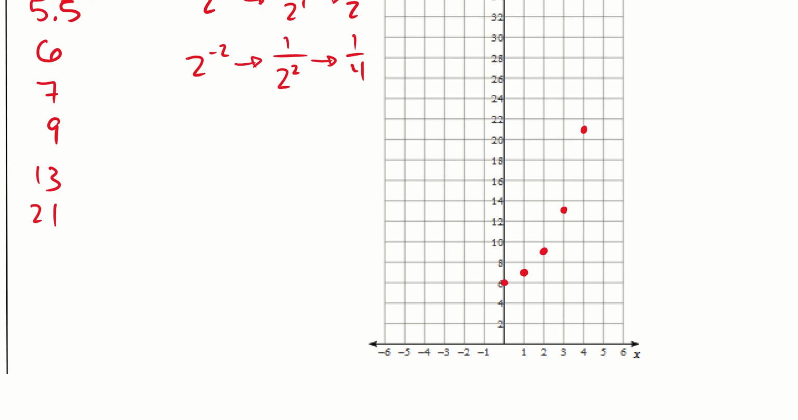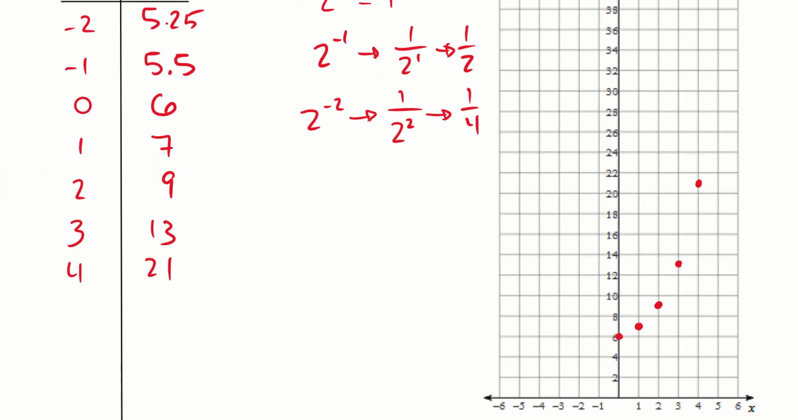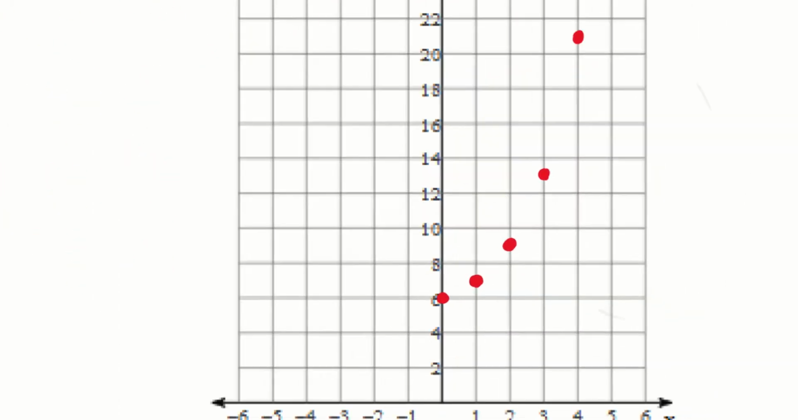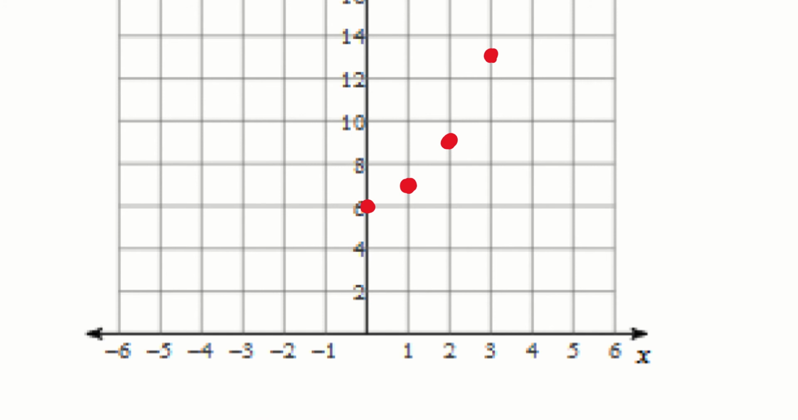These are great. These are super. Let's see. Negative 1 should be at 5.5. Negative 1 here, halfway between 5 and 6, so about right here. And then it should be like at 5.25.